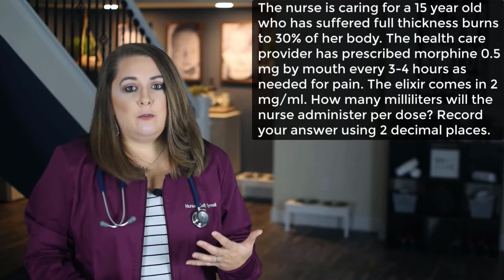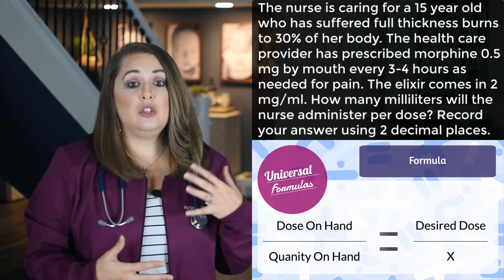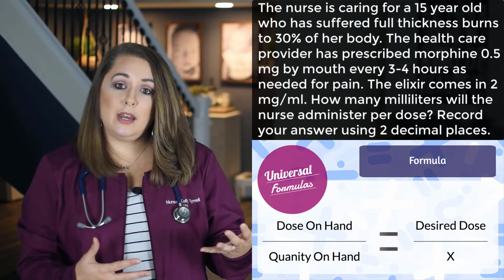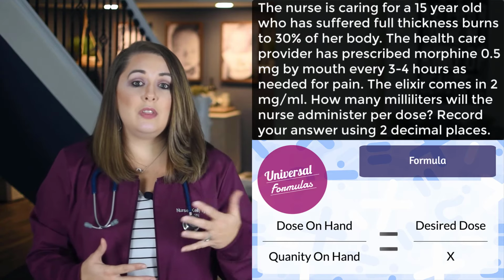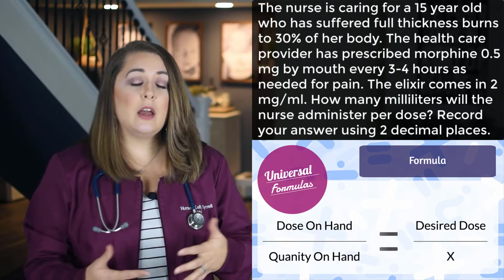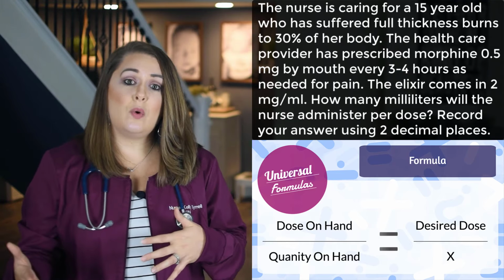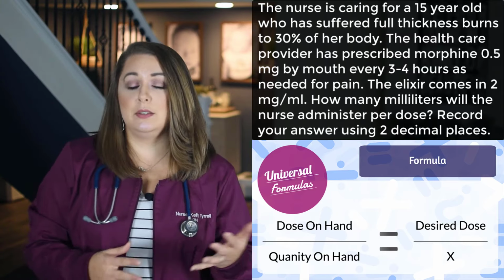Okay, so let's start with the formula we're going to be using for this question. The formula that we need to use is dose on hand over the quantity on hand, which will equal the desired dose over X. For this formula, we're going to do some cross multiplying to solve for X, which in this case is going to be our total mLs.